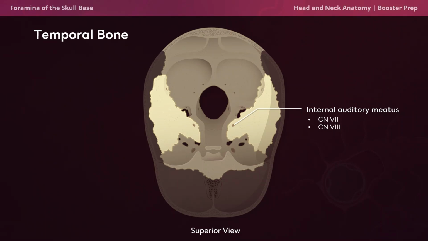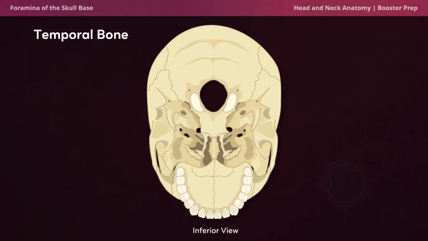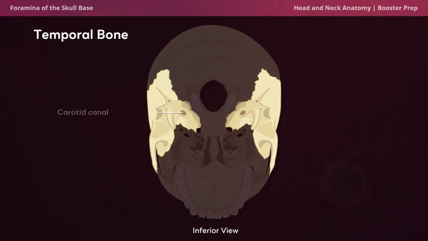When you hear the internal auditory meatus, you can very easily make the connection that cranial nerve 8, or vestibulocochlear nerve, is involved. Next, we know that the jugular foramen contains cranial nerves 9, 10, and 11, which makes sense because the word jugular refers to the neck, and 9, 10, and 11 are the cranial nerves associated with our neck region. Next, we're going to flip our skull around so we can look at the temporal bone from the inferior view. Here we can see the carotid canal, which contains the internal carotid artery. In addition, we have the stylomastoid foramen, which contains the facial nerve.